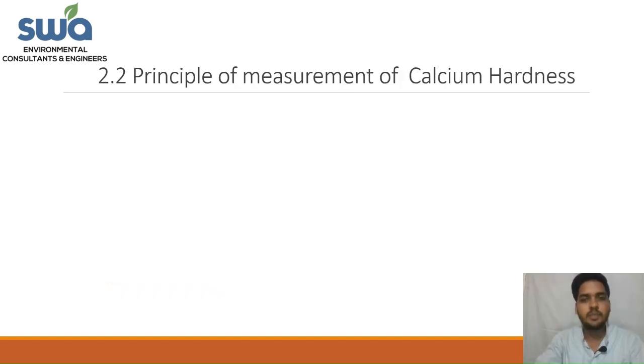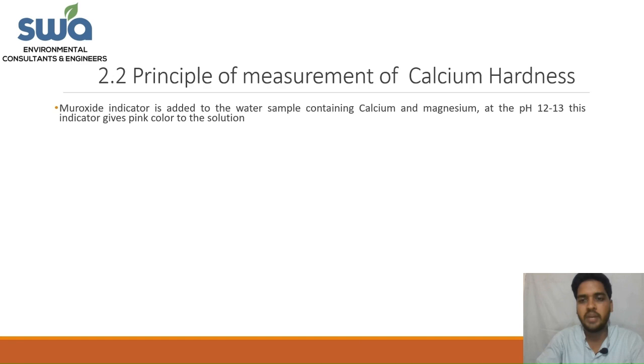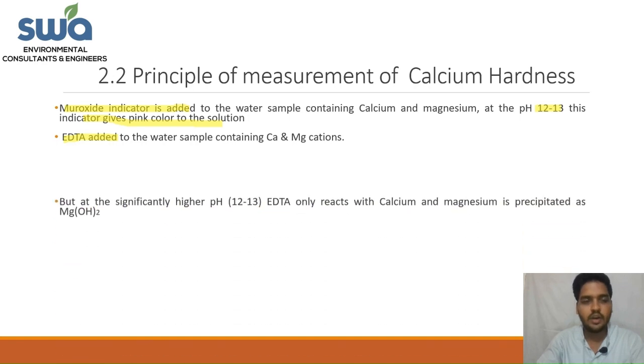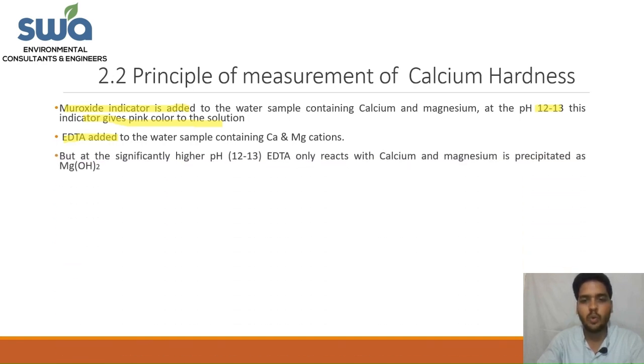Now let's understand the principle of measurement for calcium hardness. So same as total hardness, the pH of this is also made high at 12 to 13 with the help of sodium hydroxide. Then murexide indicator is added into the water sample, and the solution gives the pink color. Now in this pink colored solution, EDTA titrant is added. This EDTA reacts only with calcium and magnesium is precipitated as magnesium hydroxide because of the high pH. So at this high pH, EDTA only reacts with calcium. That's why we can measure only calcium hardness by this process.